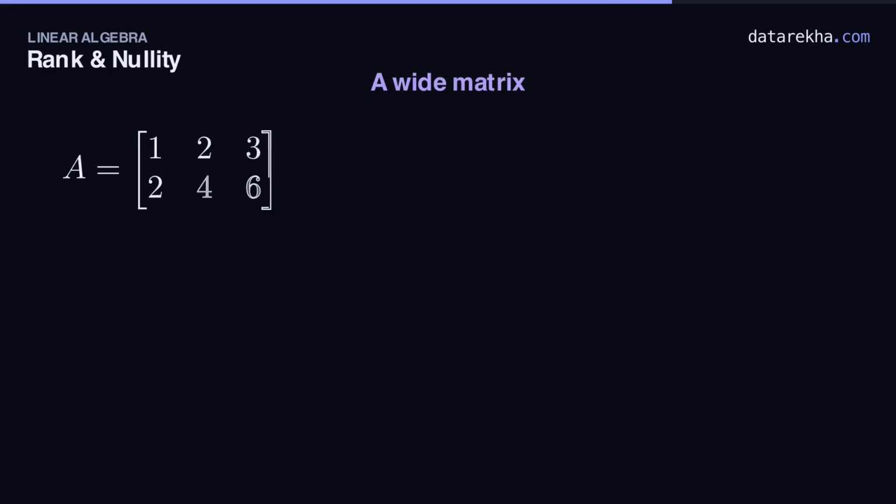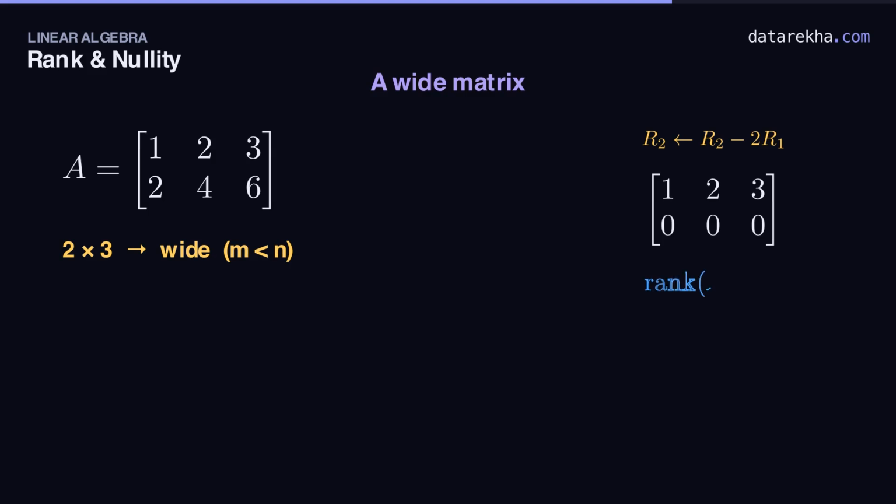One more case worth seeing, because it hides a guarantee. Here's a wide matrix. 2 rows, 3 columns. More unknowns than equations. Row 2 is twice row 1, so it collapses to zeros. Just one pivot, rank 1. And nullity is 3 minus 1, which is 2. The null space is a whole plane through the origin this time.